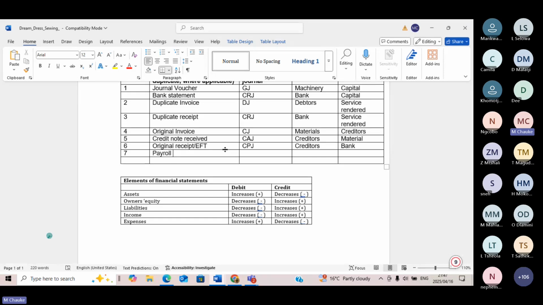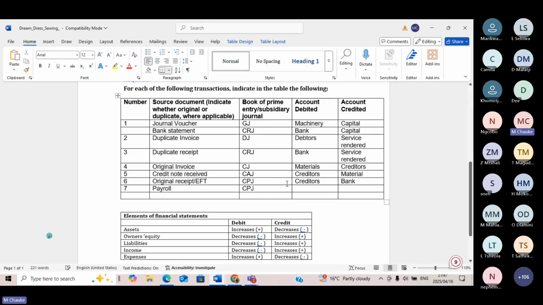So a payroll can also indicate that you've paid someone a wage, and that payment goes in the book of prime entry, CPJ, right? Because you're making a payment. And then the two accounts affected, remember, are wages and bank. Wages is an expense. Whenever there's an increase in your expenses, you debit, so wages. And then there will be a decrease of cash in your bank account. Bank is an asset. Whenever it decreases, we credit. You guys follow?